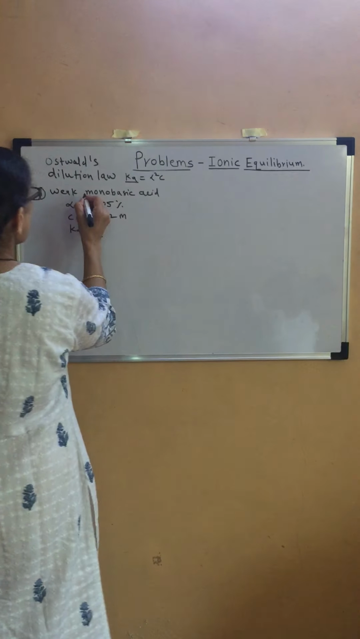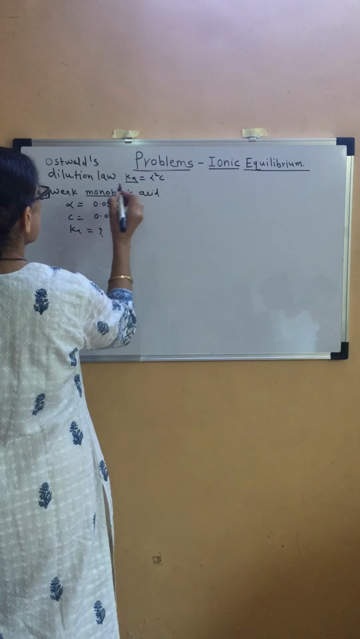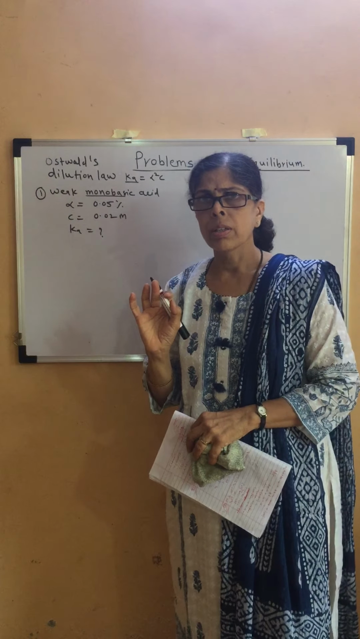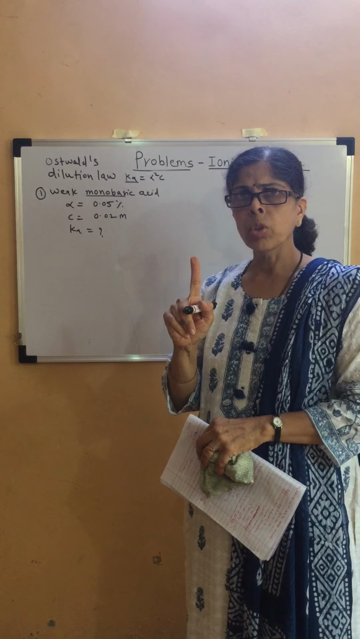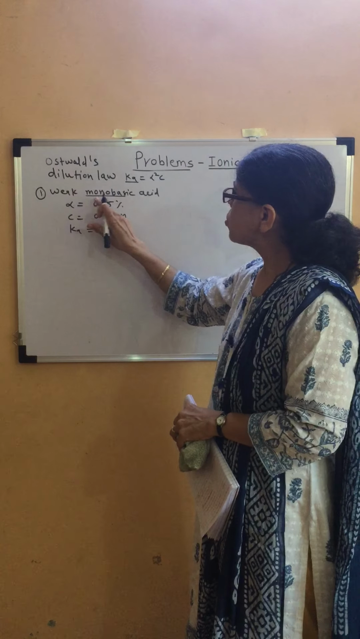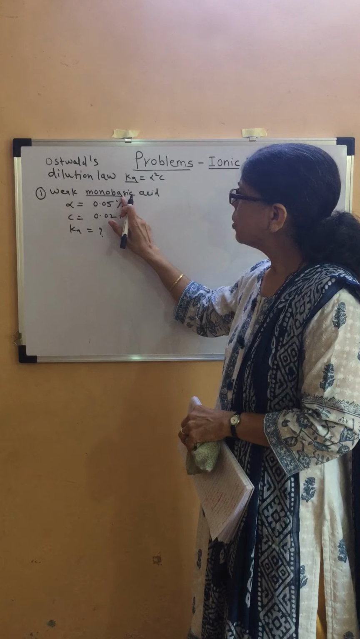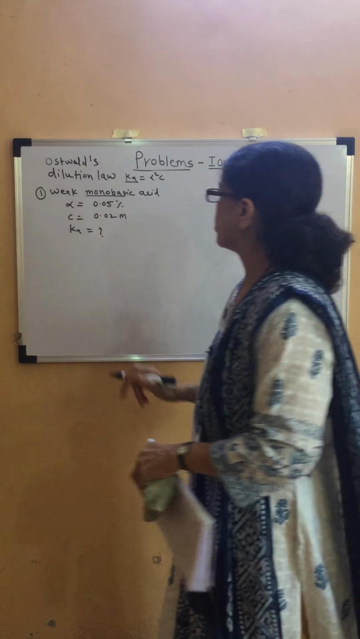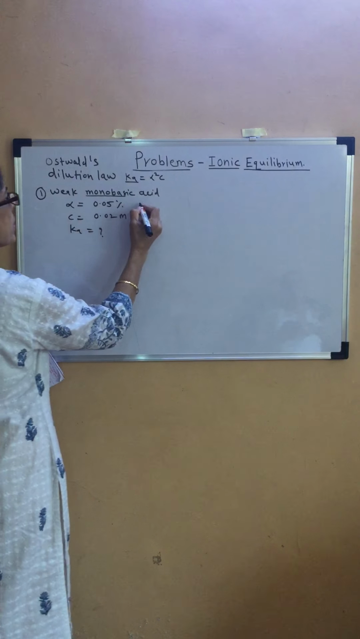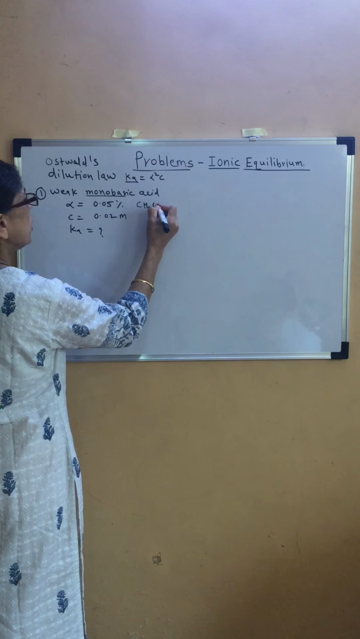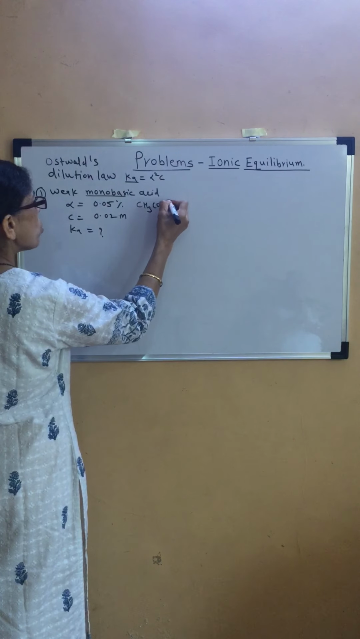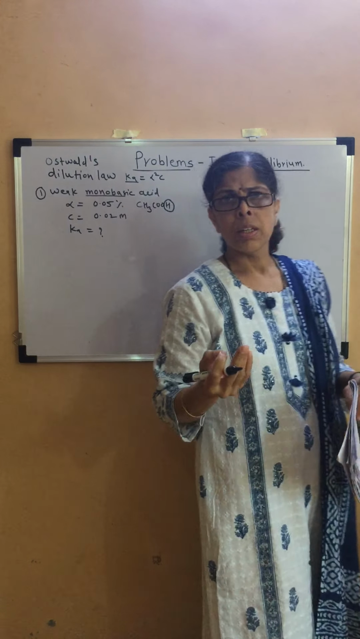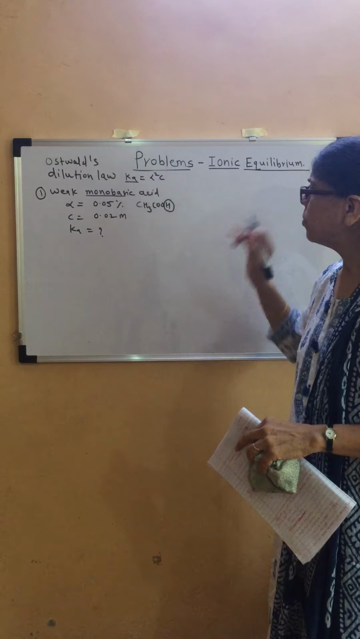Okay, what is a monobasic acid? Monobasic acid is the acid which gives only one H plus ion in aqueous solution. Mono means one, which gives only one H plus ion which can be accepted by base. For example, CH3COOH is a weak monobasic acid because it gives only one H plus ion in aqueous solution which can be accepted by base.